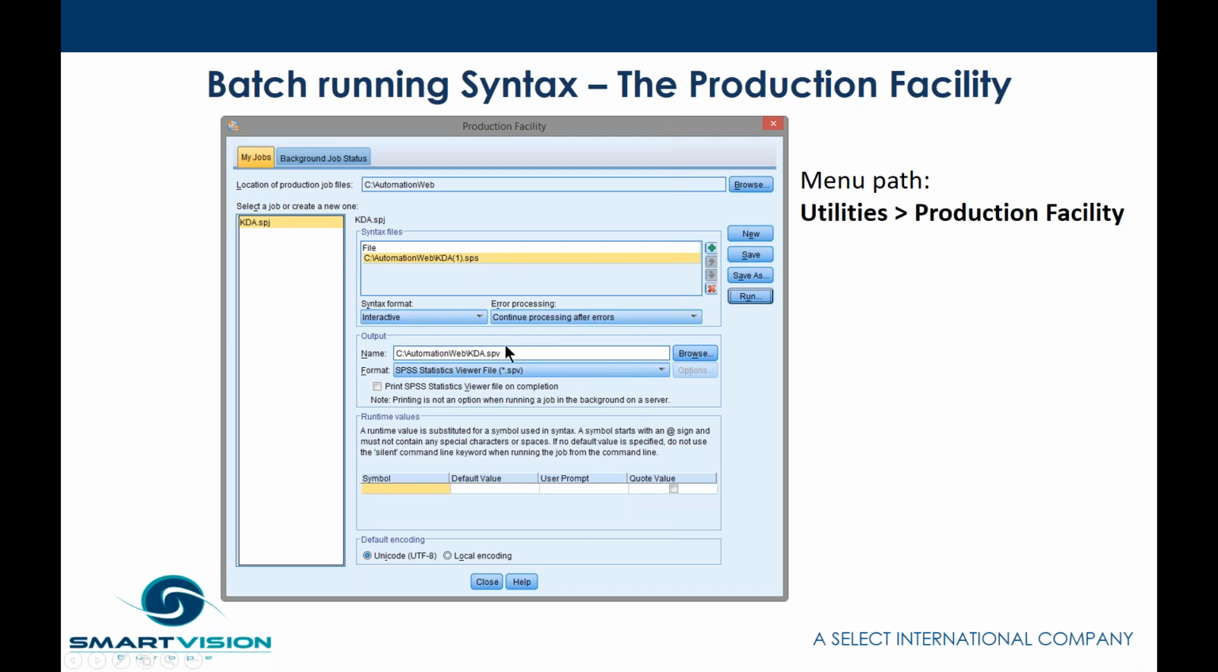options about what happens if something goes wrong. Where do you want the output to go? What type of output do you want to create? Do you want to create it as a normal SPSS output? Do you want to just send it to a text file, and so on?